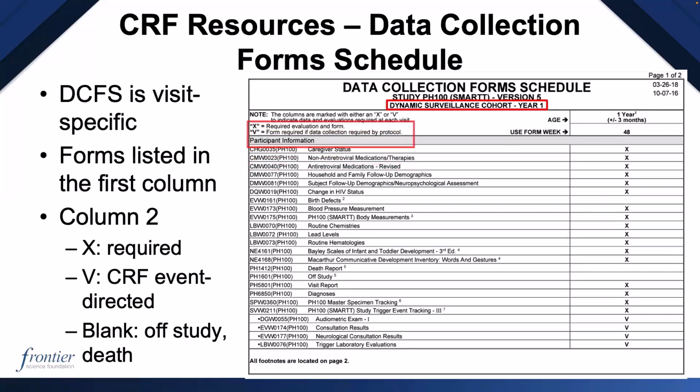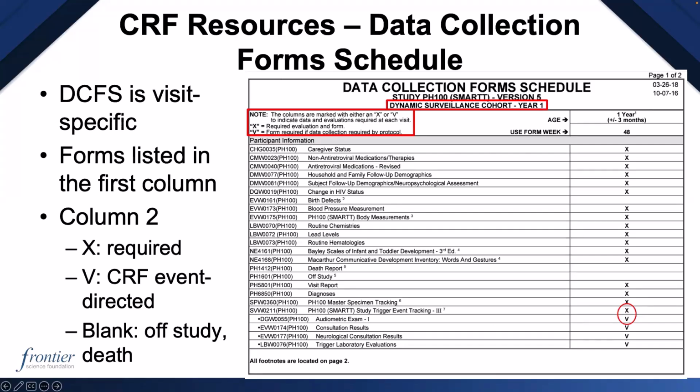Below this is a note telling us that the required forms will be marked with an X. Forms that may be needed, depending on the study protocol, will be marked with a V. The first column in the chart lists all of the forms for the selected visit. And then in the next column, we can see either an X or a V for each form. Let's see here. So the first form is study trigger event tracking, and that is required.